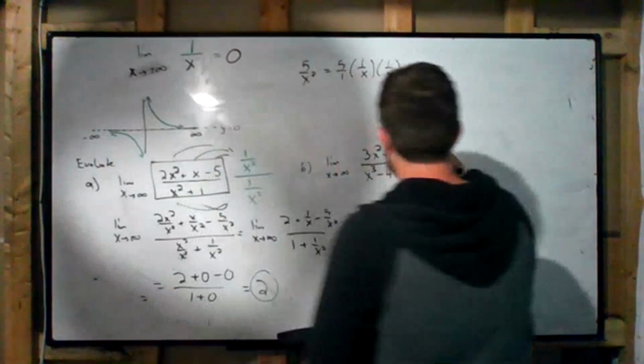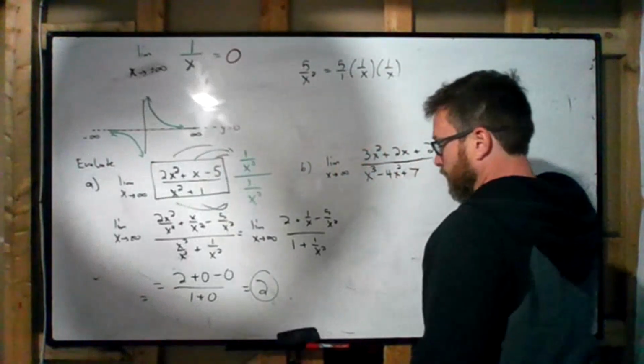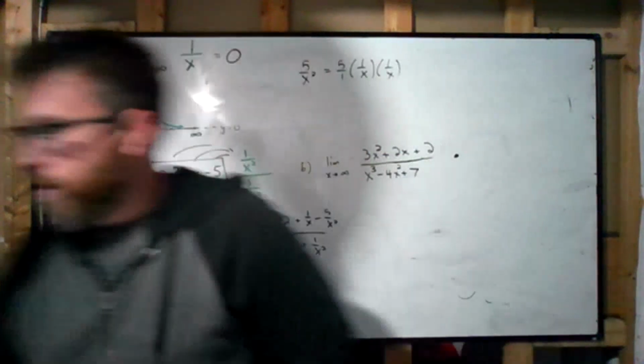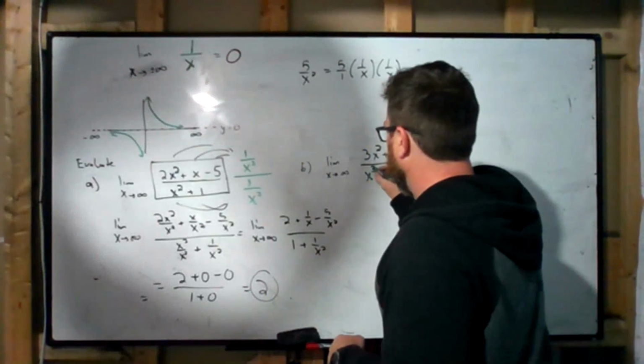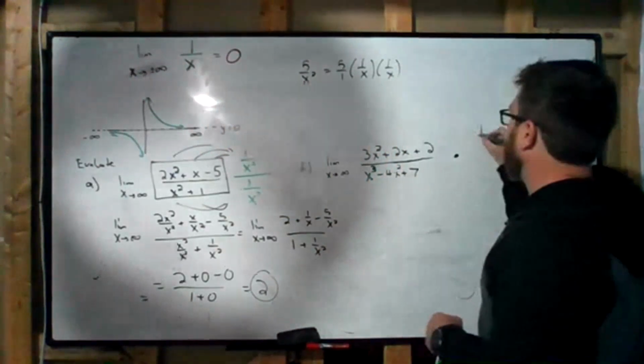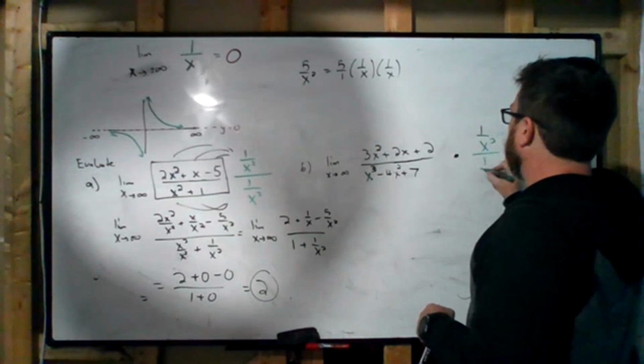If I want to find the horizontal asymptote of this one, I'm going to do the exact same thing, but I'm going to look for its highest power. The highest power I see here is an x cubed. So I have to multiply by 1 over x cubed, top and bottom.